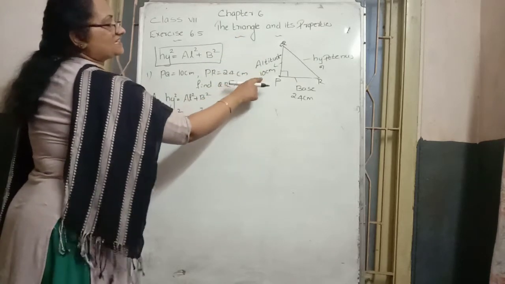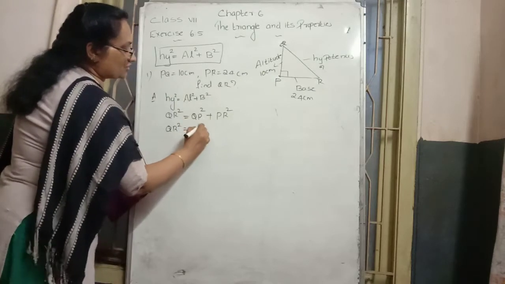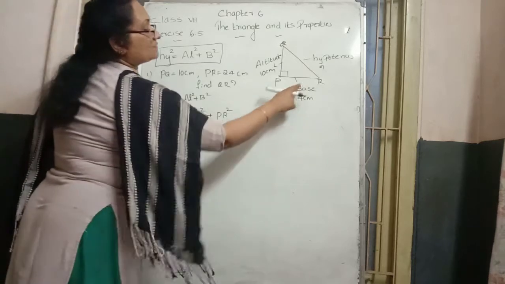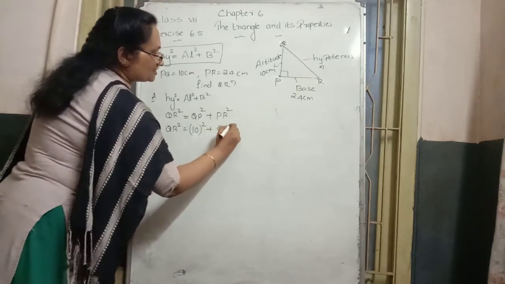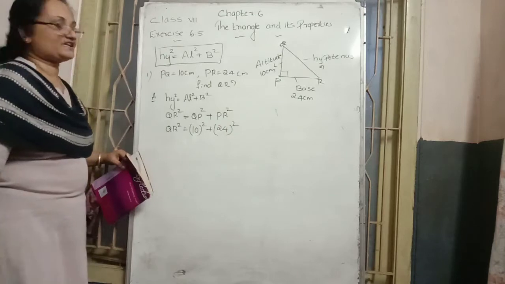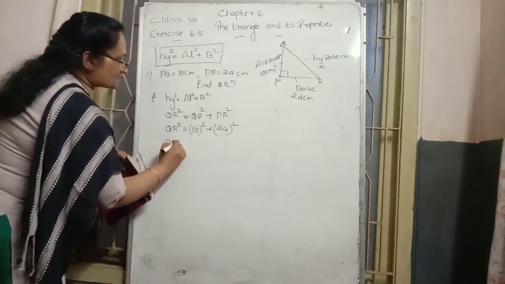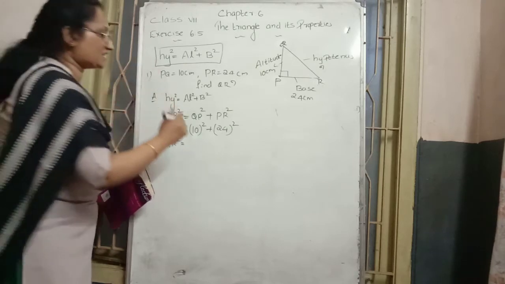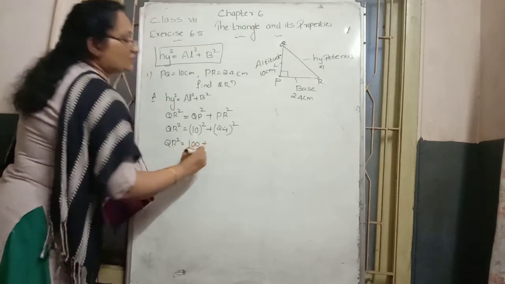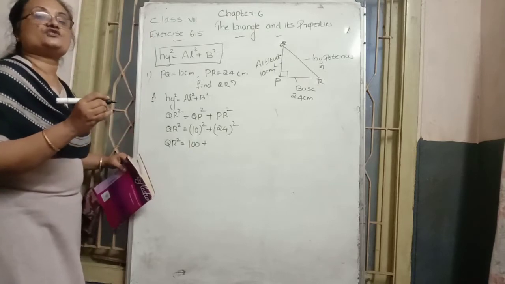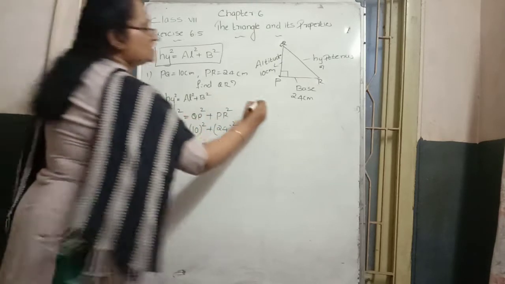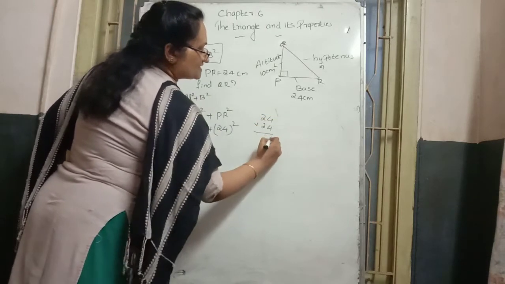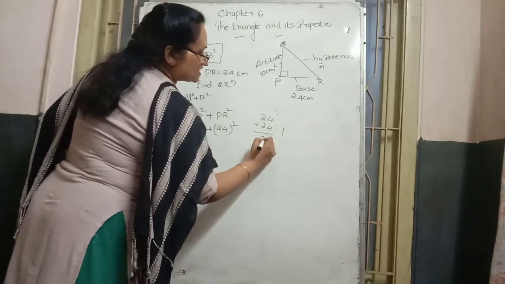The QP side represents how many centimeters? 10. So instead of QP we place 10, with the whole squared. Next, the PR base side value is how much? 24. There also 24, with the whole squared. Again, the calculation: QR square. 10 square means 10 into 10, which becomes how much? 100. 24 square means 24 into 24. How much will it come to? 576. 24 multiplied by 2 tens: 4 fours are 16. 4 twos are 8 plus 1, 9.